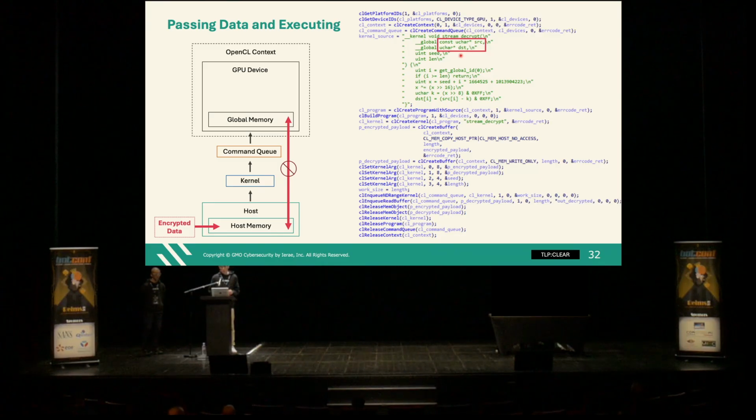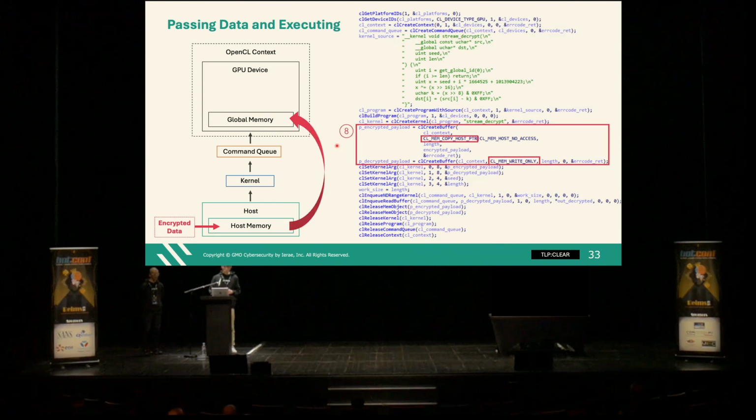That encrypted data, obviously, originally belongs to CPU memory and isn't directly accessible to the GPU device. So the clCreateBuffer API is used with CL_MEM_COPY_HOST_PTR to copy that encrypted payload into GPU memory. Likewise, down here, an output buffer is created in GPU memory with CL_MEM_WRITE_ONLY, so the kernel can then write back out to it for the decrypted payload.